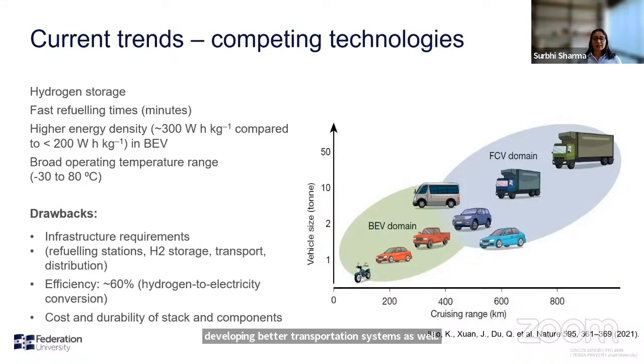That said, there are still certain drawbacks and limitations of hydrogen fuel cells, which are responsible for them not being able to make it to the mainstream at the rate that we would like. This includes infrastructure requirements. They are heavily dependent on refueling stations, hydrogen storage and transport distribution networks, unlike battery electric vehicles, which require charging points and can be built on the existing electrical infrastructure. Fuel cells offer efficiency of 60%, and there is scope for improvement there. There are also cost and durability issues associated with the stack and the individual components. All of these have been worked on tremendously in the past few decades, but they need further work before these technologies can make it to the common man.